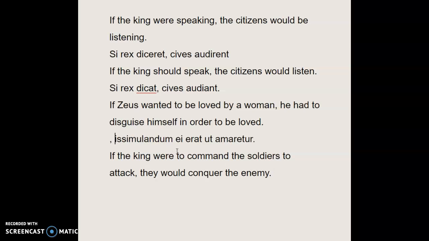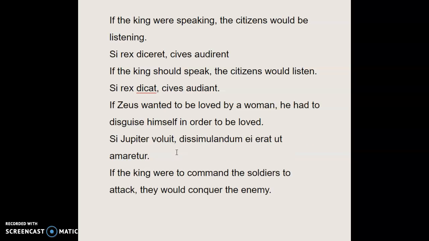Now we have to come to the first half of it. If Zeus, we'll put Jupiter, if Jupiter wanted to be loved by a woman. Alright, wanted, to wish or want is volo. Wanted in the past, volo, velle, volui. So we've got to go to perfect, voluit. If he wanted to be loved, amo, amare. But amare needs to be passive, so the passive infinitive is amari.